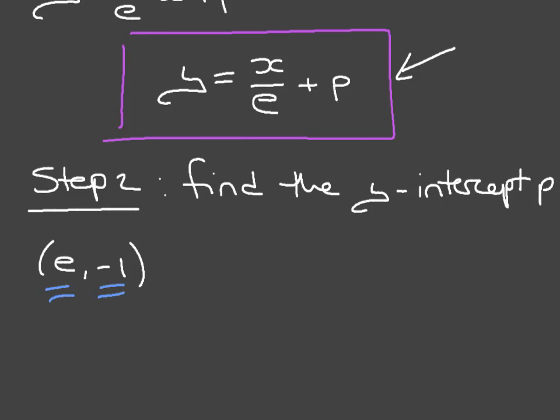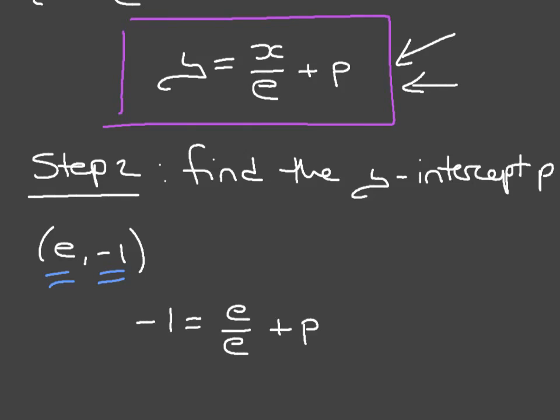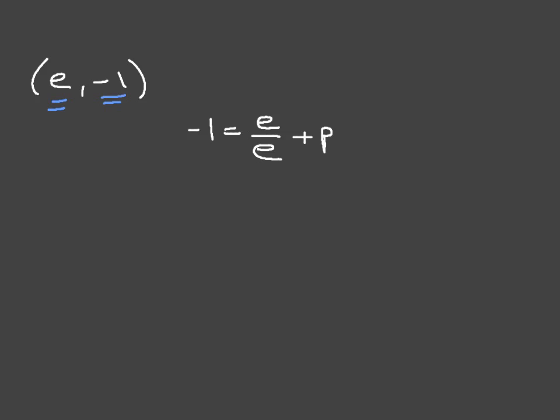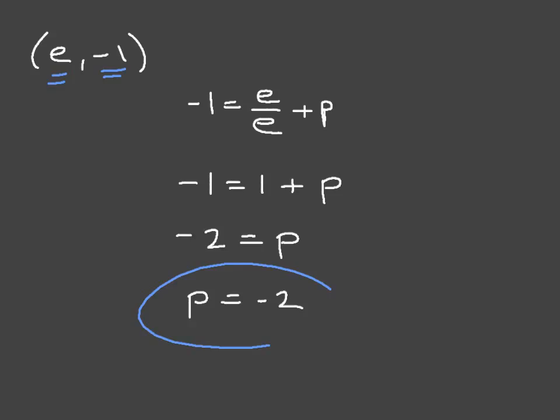And so, using the equation that we have here, and replacing x by e and y by negative 1, we find negative 1 has to equal e divided by e plus p. And since e divided by e is equal to 1, this leads us to negative 1 is equal to 1 plus p. Now subtracting 1 from each of the sides of this equation leads us to negative 2 is equal to p. In other words, p is equal to negative 2. And we're pretty much done.